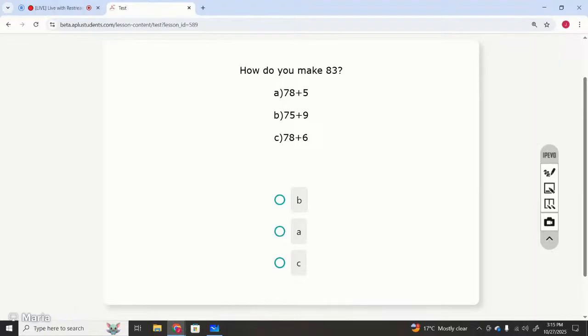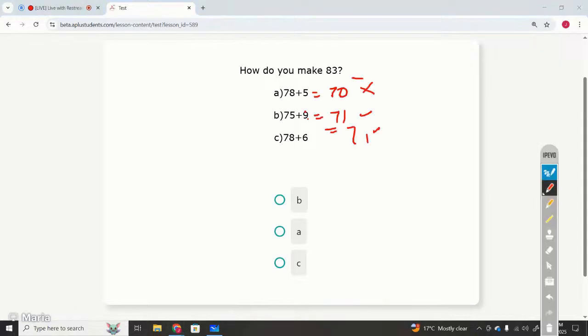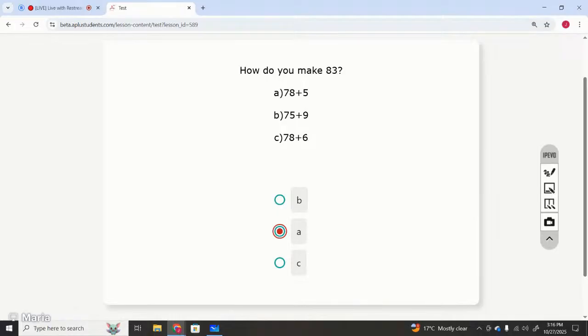How do you make 83? 78, 79, 80, 81, 82, 83. 78 plus 5 is 83. Option number A is the correct option. 78 plus 5.